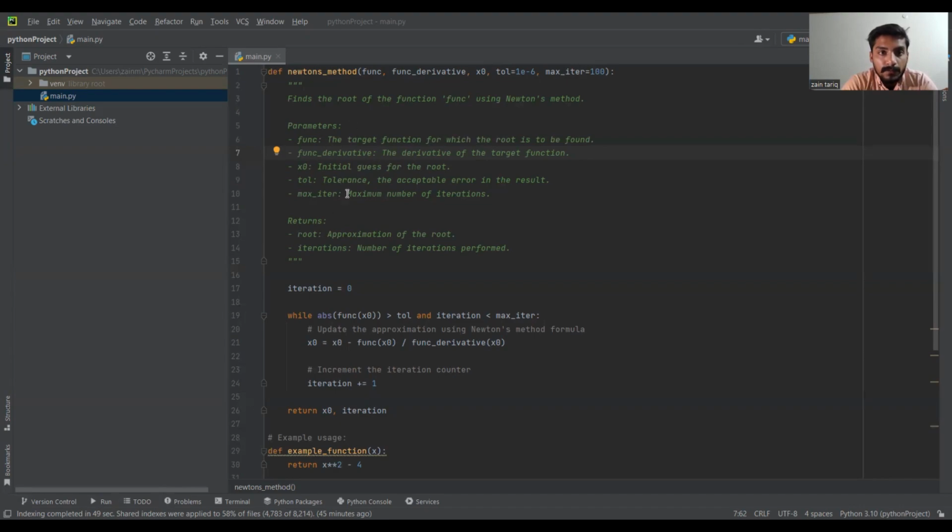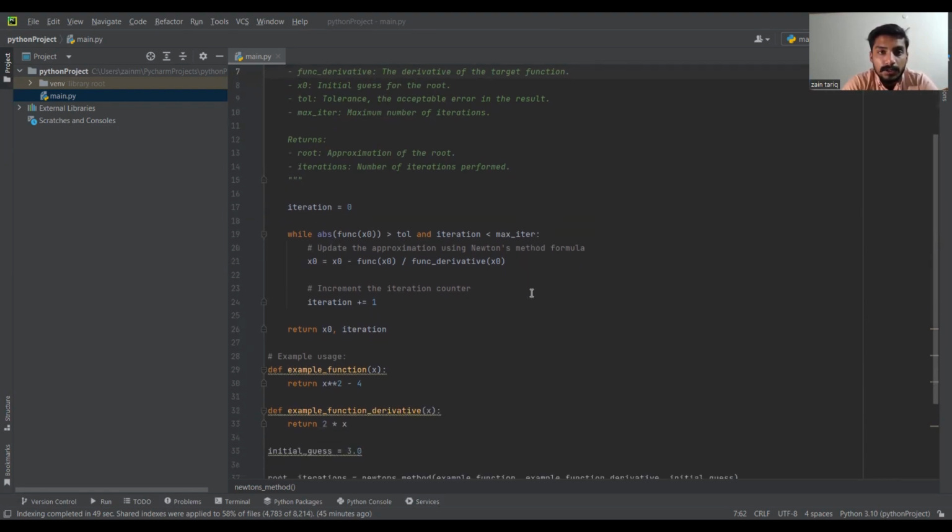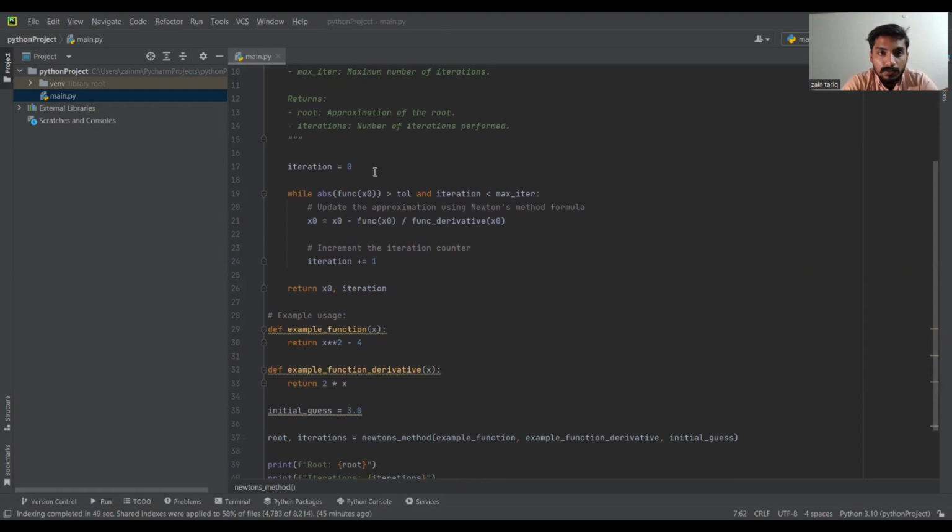So the program will be returning the root, the approximate value of the root that will be received in the end, and the iterations, the total number of iterations that are performed during the execution of this code. So the total number of iterations is taken over here.